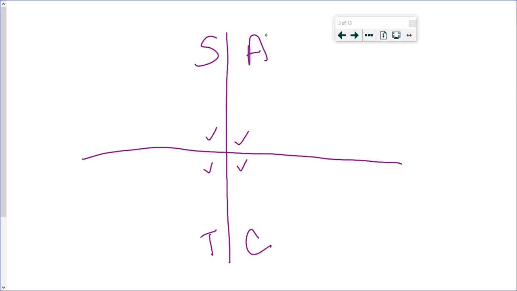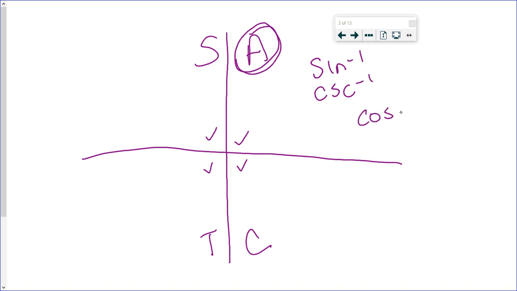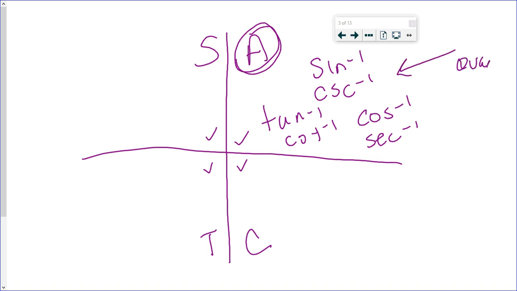So what we're going to do is, quadrant 1 is nice because everybody is positive there. So the inverse sine, the inverse cosecant, the inverse cosine, the inverse secant, the inverse tangent, and the inverse cotangent are all going to be valid for quadrant 1. So you're going to use quadrant 1 when we're looking for positive values of our 6 inverse trig functions. So then that means we only need a negative part now.